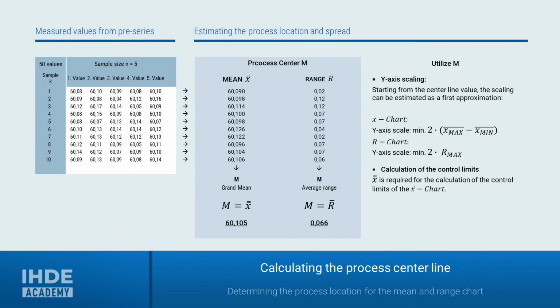The y-axis of the control charts must be scaled in such a way that extreme values can also be displayed in them. For the mean chart, the y-axis should therefore cover at least twice the range of the largest and smallest mean found. For the range chart, the area covered by the y-scale should be at least twice the largest range found.